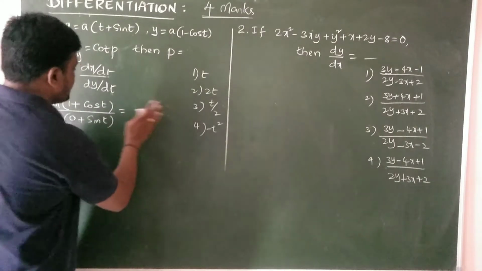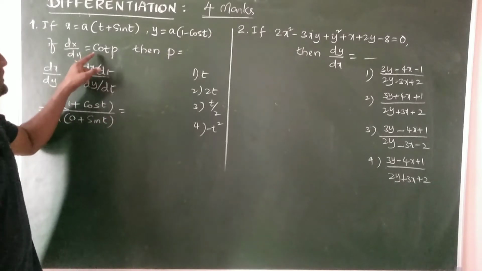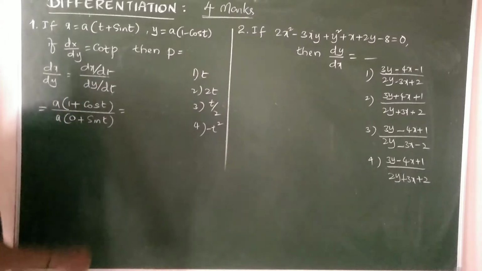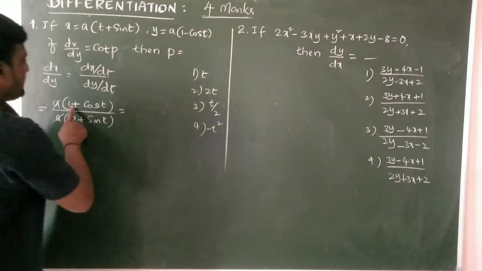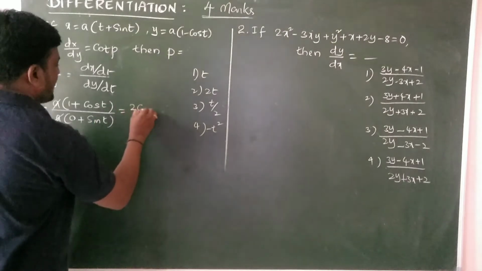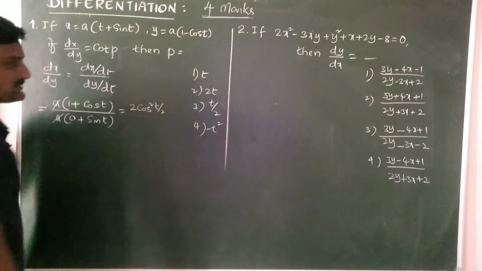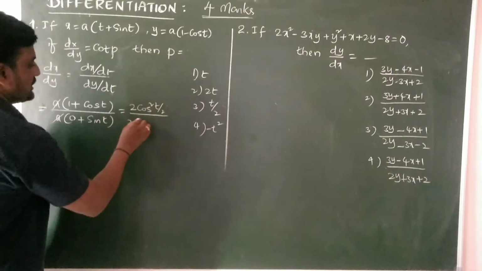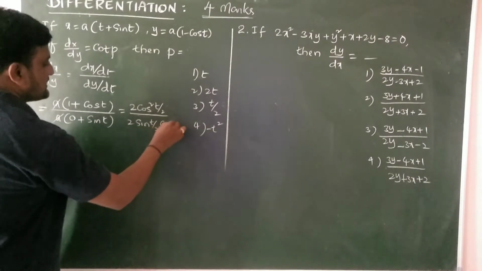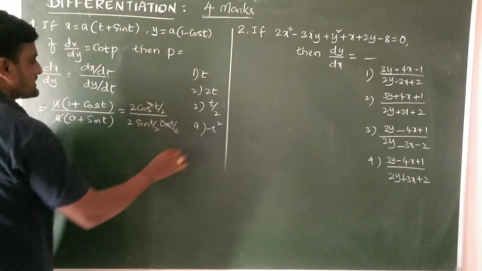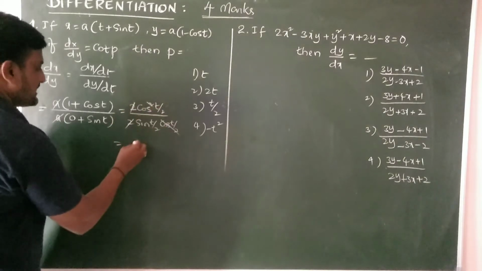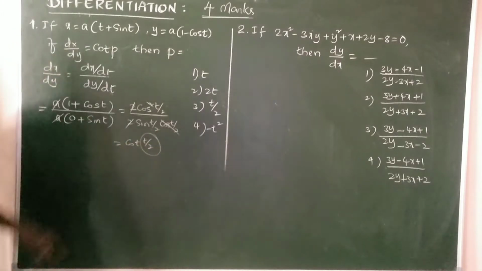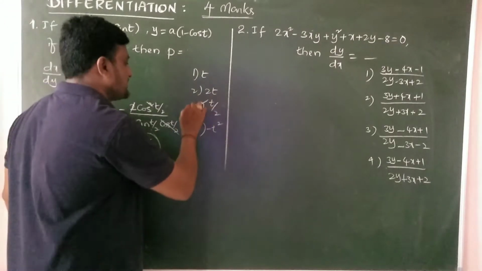But here you can observe the options are only cot p, so we need to write it in cot. So a gets cancelled. Actually 1 plus cos t equals 2 cos square t by 2, over sin t, which is 2 sin t by 2 cos t by 2. Okay, cos gets cancelled, 2 gets cancelled. Now cos by sin is cot t by 2. So p equals t by 2, the third option.